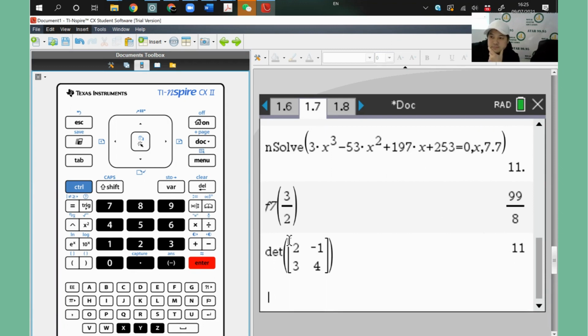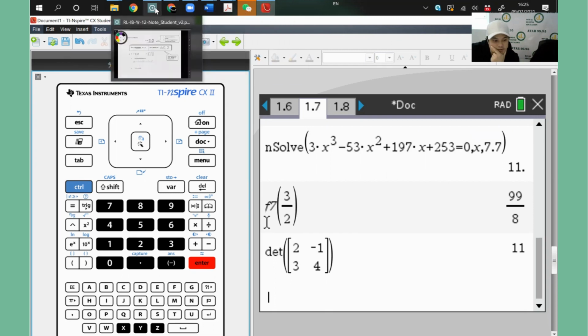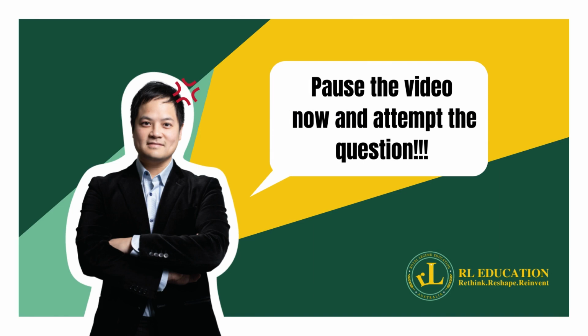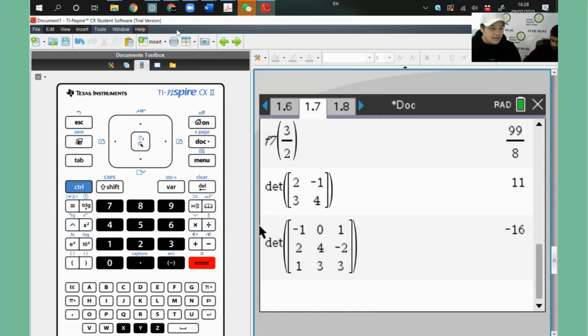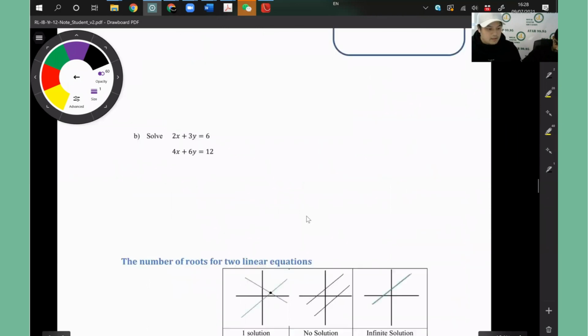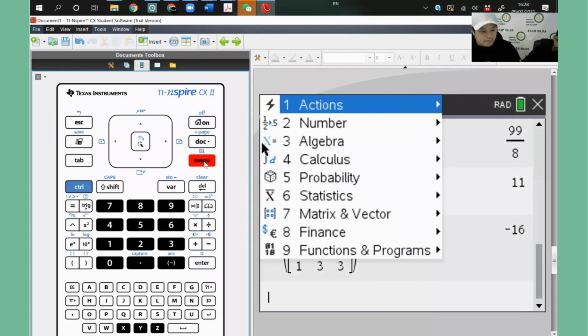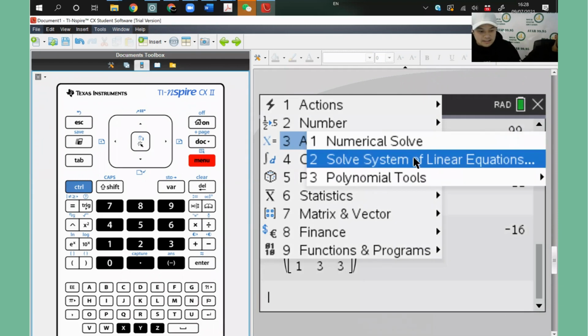Question 11. Determinant of the matrix. Okay, so can you do question 4 for me? If you're thinking about this question, question 4, hey, I can solve simultaneous equations. Once you log in test mode, it doesn't have that. Right now you click menu, algebra, like this one, you still can choose solving system of linear equations. But once you're on test mode, you won't have this anymore. So you need to know that.